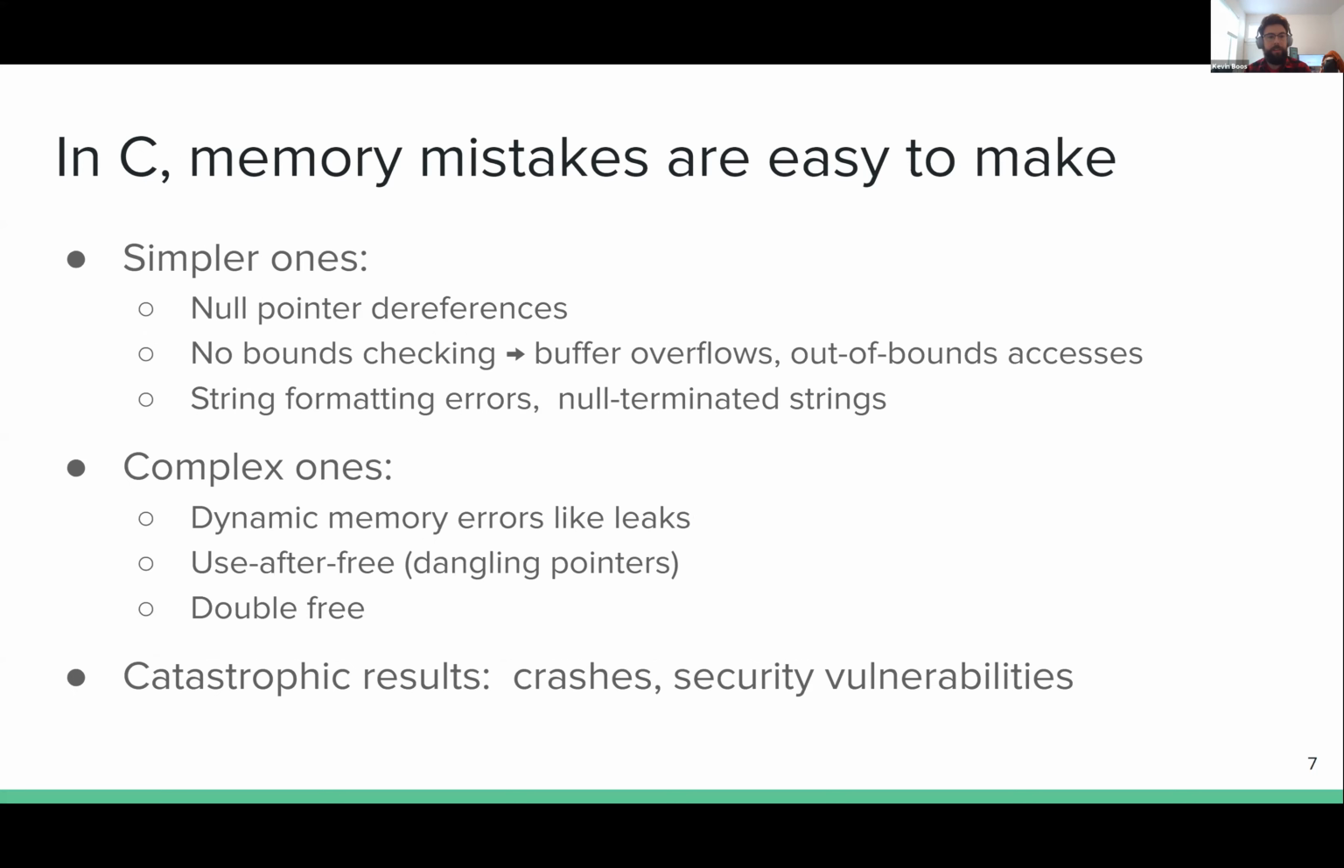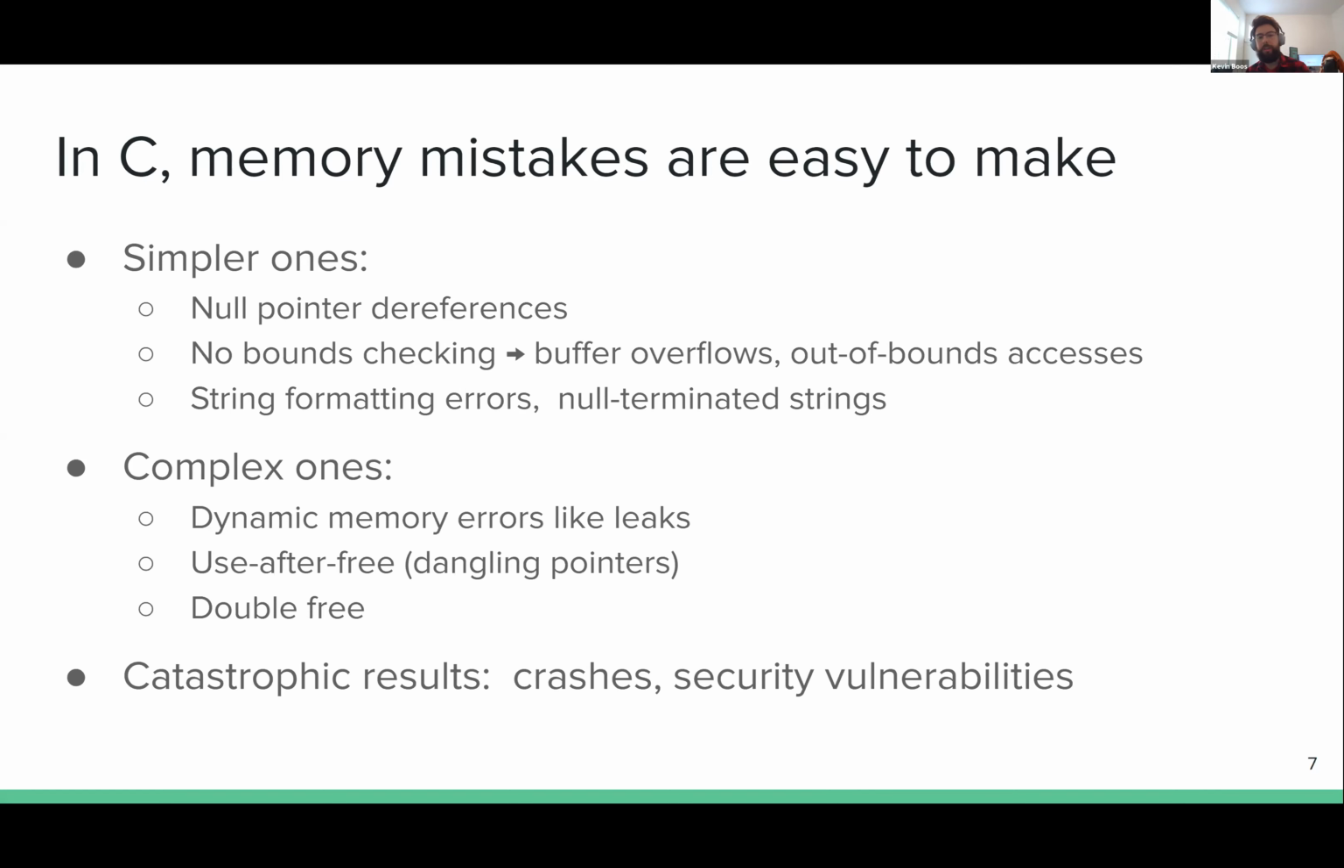Another major problem with C is that it's really easy to make memory mistakes. You can have simple memory mistakes like a null pointer dereference, right? There's no bounds checking in C, so you get a lot of buffer overflows or out of bound accesses. You could even have errors and bugs that stem from string formatting, which is pretty hilarious. And then, of course, the classic design problem of having null terminated strings.